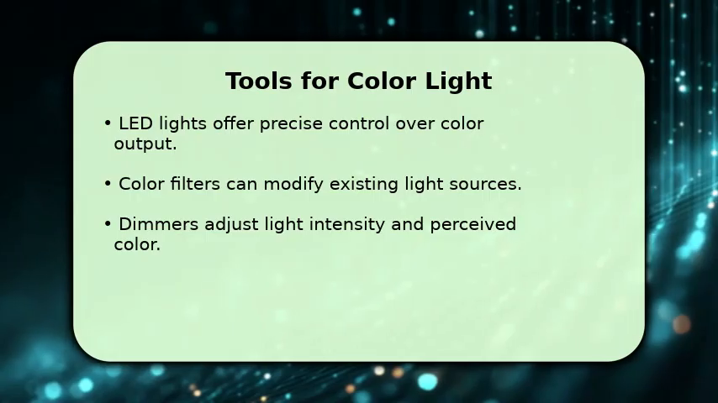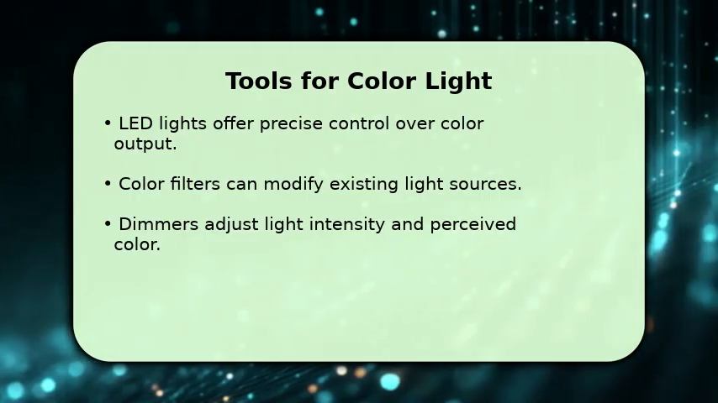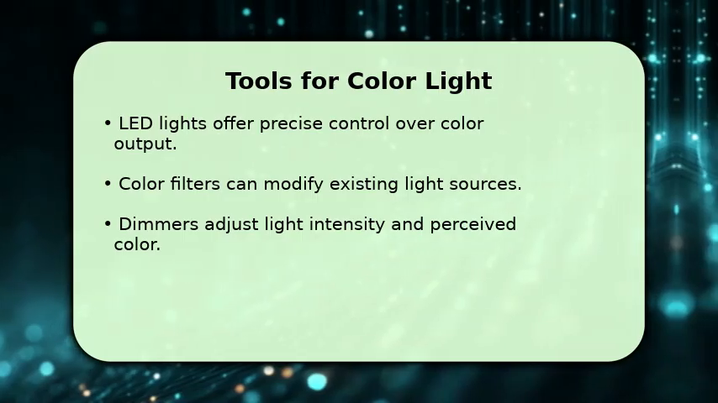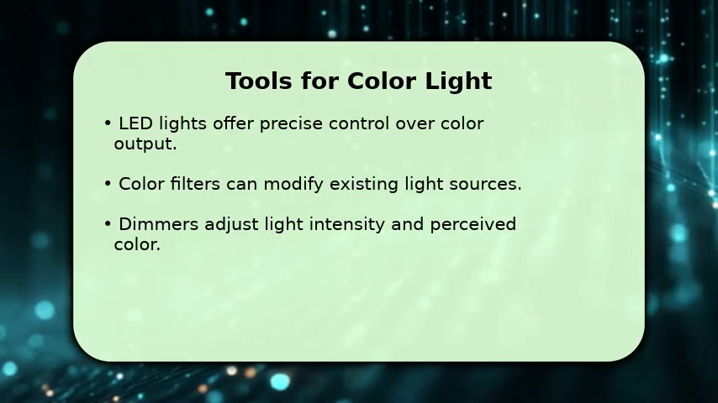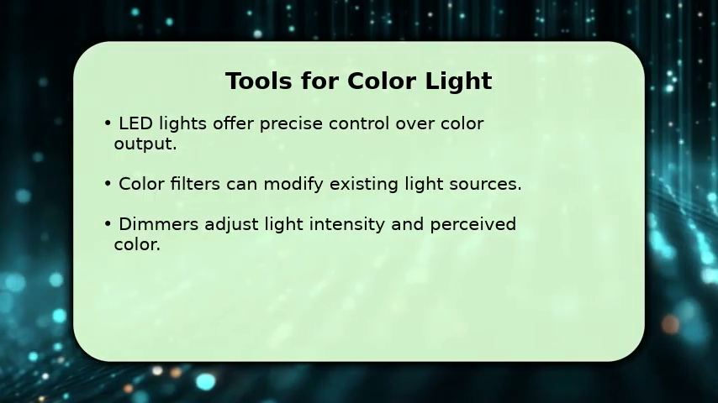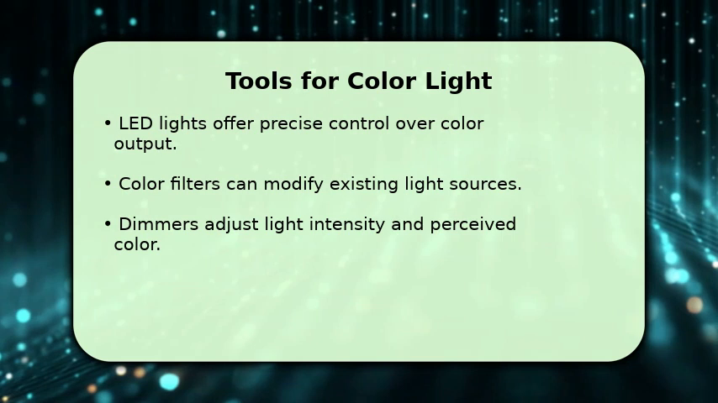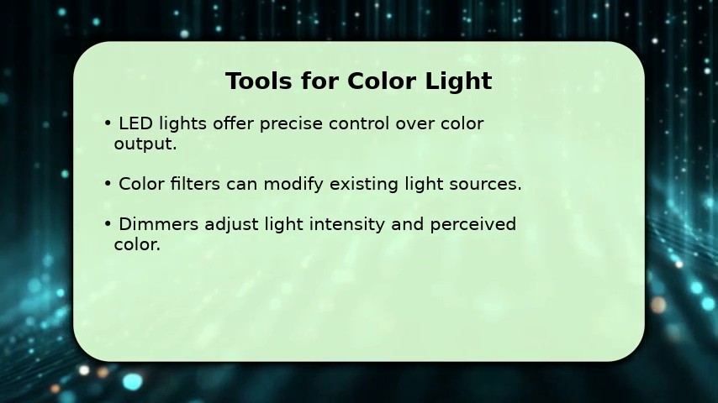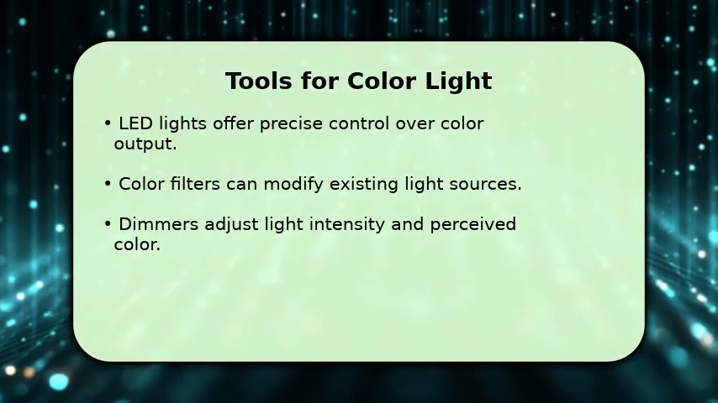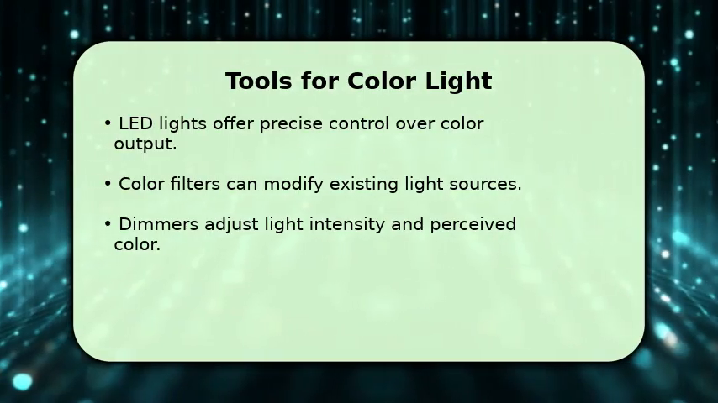To practically create color light, you'll often use tools like LED fixtures. These allow for individual control over red, green, and blue channels, giving you millions of possible colors. Alternatively, you can use physical color filters with traditional light sources. Dimmers are also essential for adjusting brightness, which subtly impacts how we perceive the color's saturation and tone.